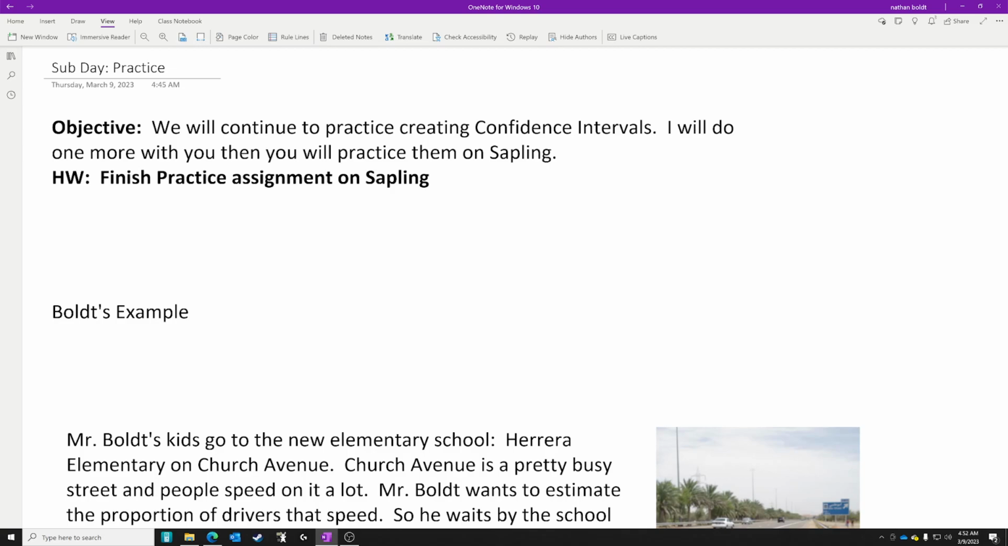So the basic idea is, let me get a pen here. We take a sample, right? And from our sample, we get a p hat. Okay? And we know that p hat isn't perfect. That's our point estimator. That isn't perfect, so we add and subtract the margin of error.